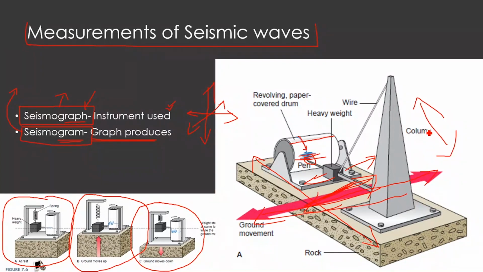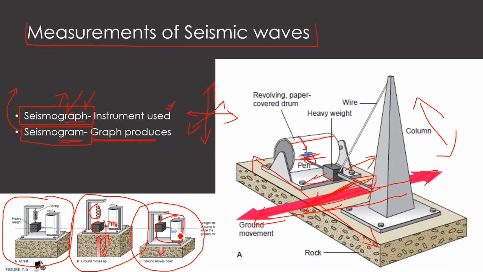Similarly, to identify the Y direction, if I'm taking this as the X direction, then keep the instrument in the opposite way. Rotate the instrument 90 degrees, and we'll get the Y direction. Now we need one more thing, that is the Z direction: what is the movement of the surface in up-down motion? For that, this is the arrangement we use. This is a freely suspended pen, and this is the paper roll which is rotating continuously. When there is a vibration in the Z direction, this paper will show an up-down movement.